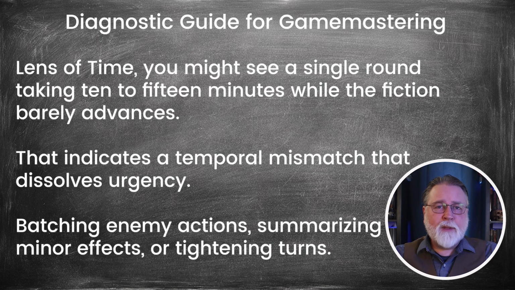Looking at play through the lens of time, you might see a single round taking 10 to 15 minutes while the fiction barely advances. That might indicate a temporal mismatch that dissolves urgency. A small procedural change could be batching enemy actions, summarizing minor effects, or tightening how turn declarations are handled.